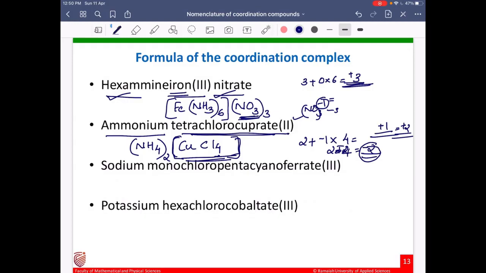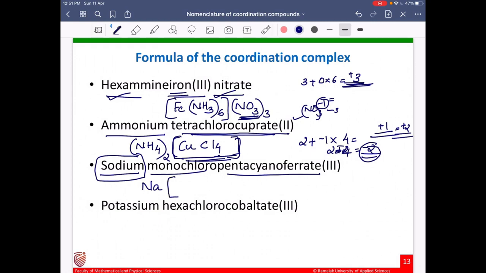Next is sodium monochloropentacyanoferrate(III). How will we write the formula of this compound? Sodium monochloropentacyanoferrate. So here sodium is the cation, which is the counter ion. First we write sodium. We don't know how many sodium are required. Next is our complex ion. The complex ion is an anion here.